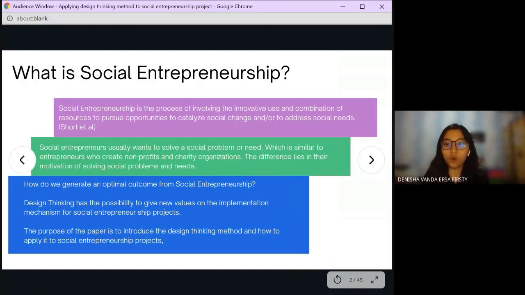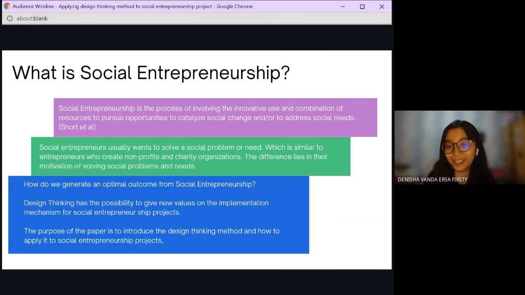Before we start, we have to know what social entrepreneurship is. It is a developing topic with experts arguing what aspects should be covered in social entrepreneurship. One of the definitions comes from Short et al., which explains social entrepreneurship as the process of involving the innovative use and combination of resources to achieve social change or address social needs. Now, the difference between usual entrepreneurs and social entrepreneurs is more to the motivation of solving social problems and needs.